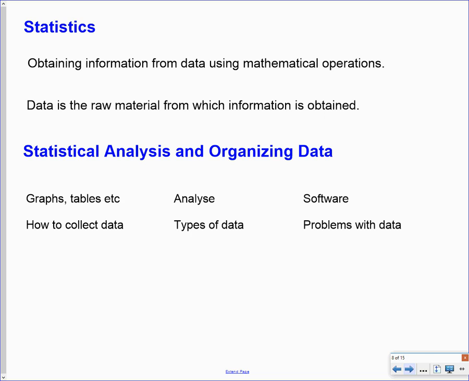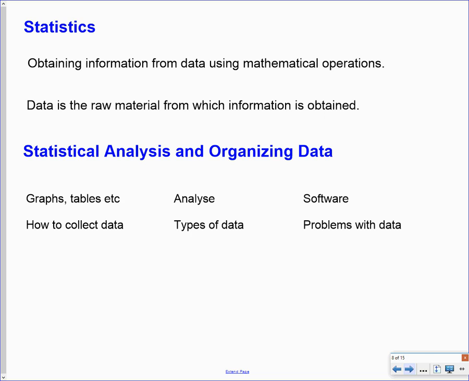What does this all mean? Well, the first part of the course is on statistics. What is statistics? Basically, it's a way of obtaining information from data using mathematical operations. So we're really going to be focused on using mathematical tools to figure out what we can from some collection of data we have. So it's expressed here that data is the raw material from which information is obtained. We want to extract some information or some conclusions from the pile of data that we have.